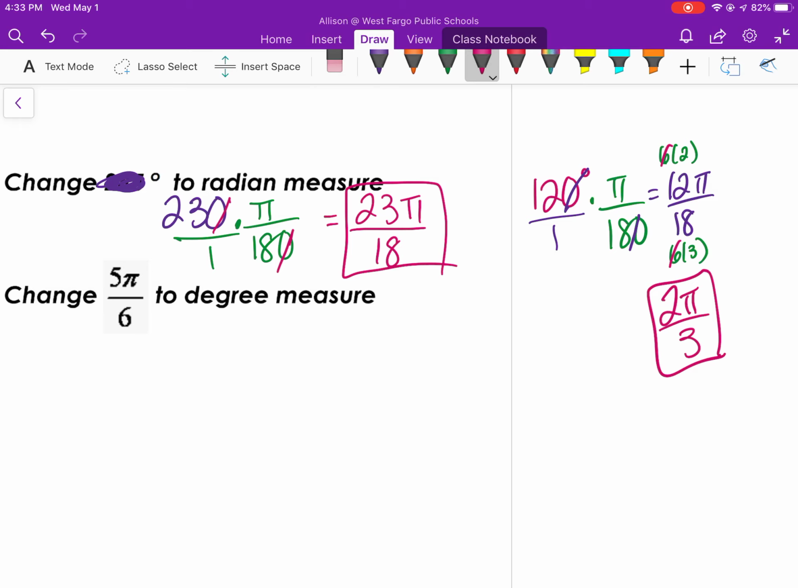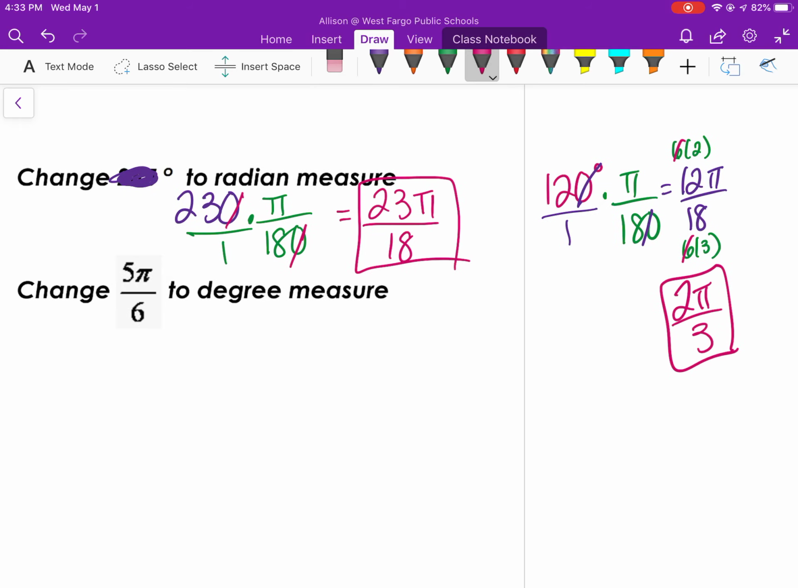So I wanted to give you an example that you can do without a calculator. Okay, so 5 pi over 6 to degrees. To go back to degrees, now you want radians to cancel. So we're making a unit conversion. I want radians to cancel and degrees to stay, so degrees goes on top. Then pi cancels.